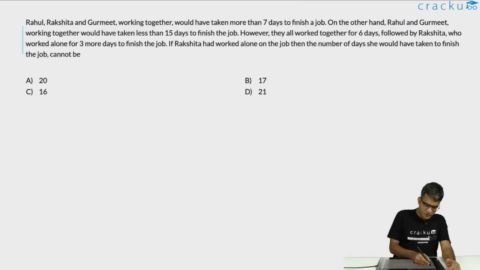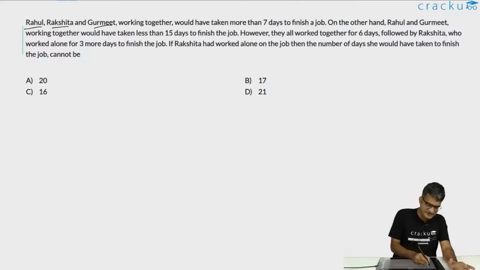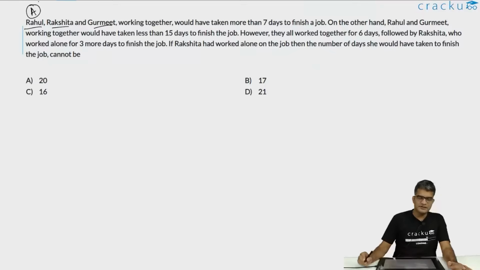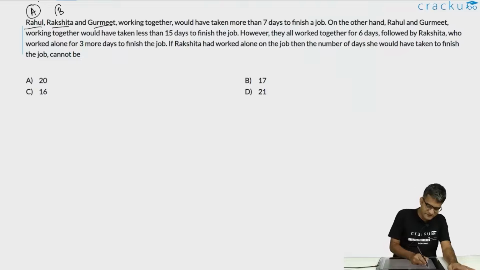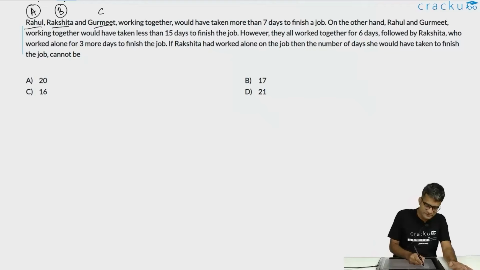In this question, we are told that Rahul, Rakshita and Gurmeet were working together on a project. Let us assume that the number of units of work that Rahul does in 1 day is A. The amount of work that Rakshita does in 1 day, let it be equal to B. And the amount of work done by Gurmeet in 1 day be equal to C. So when all three of them are working together, the amount of work that is done by them is A plus B plus C.